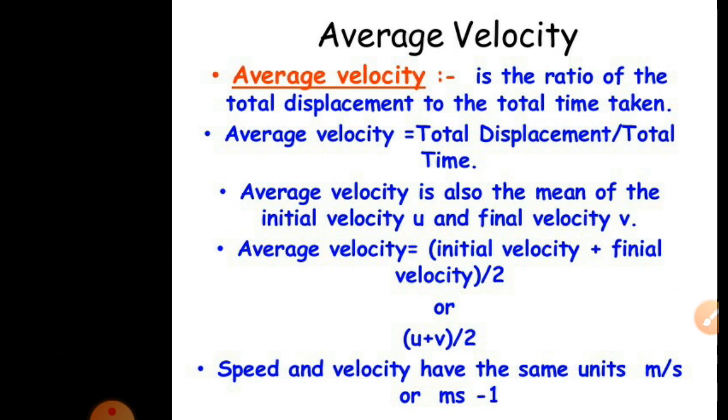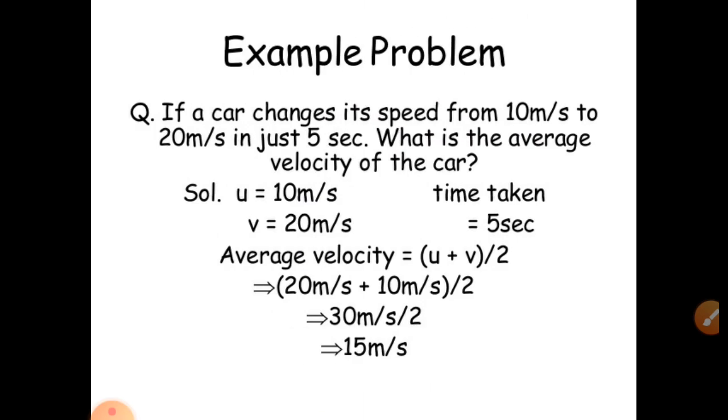Now we can solve a problem. A car is changing its speed from 10 meters per second to 20 meters per second in 5 seconds. So which is your initial velocity? Initial velocity is 10 meters per second, final is 20, and the time taken is 5 seconds.